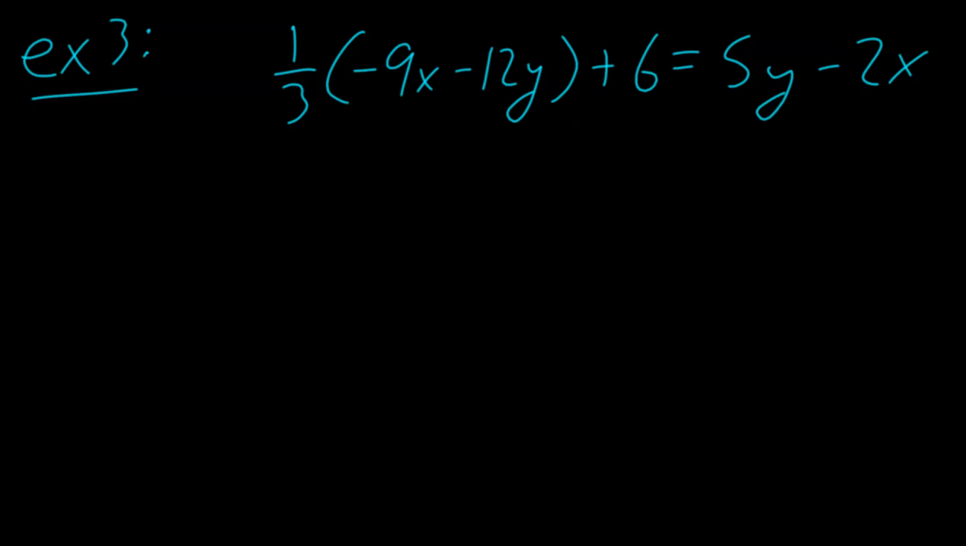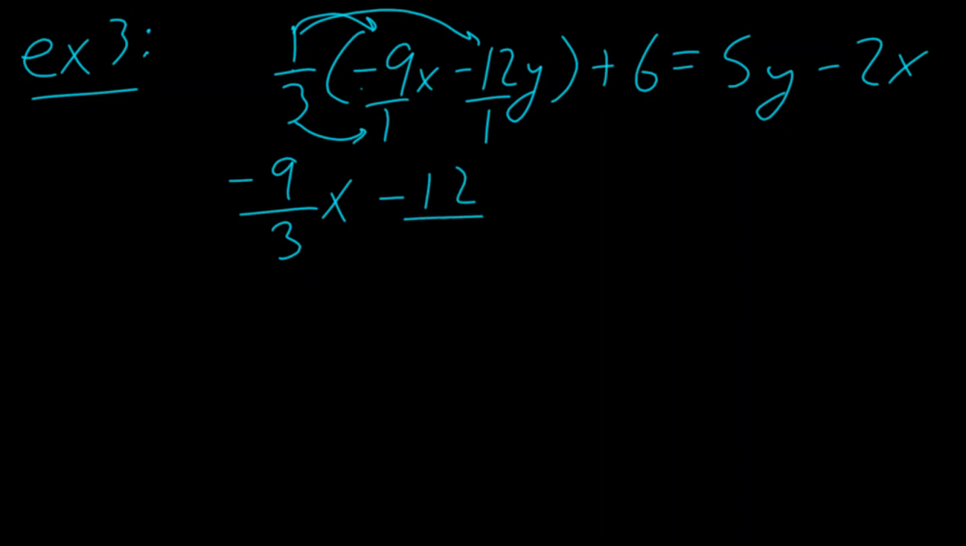So let's get started. Here we have our 1/3 times negative 9. We know that we want to simplify that left side. I can write that as negative 9 over 1. I can write this as negative 12 over 1. And when I do my top times top, 1 times negative 9 will be negative 9 over bottom times bottom, 3 times 1 will be 3, and of course I put my x. Here I've got 1 times negative 12, that's negative 12 over 3 times 1, that's 3y, plus 6 is equal to 5y minus 2x.